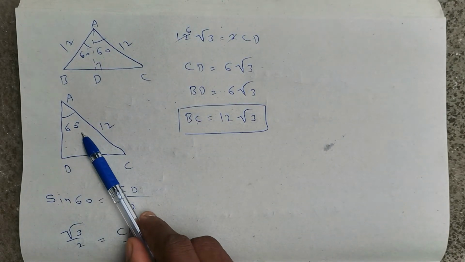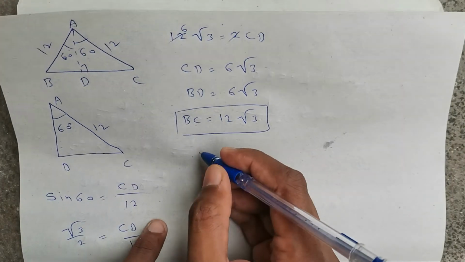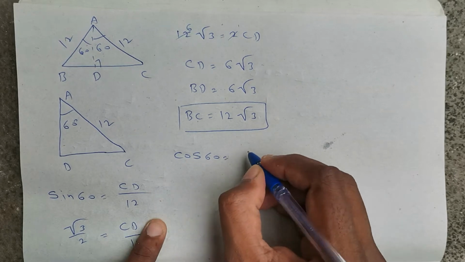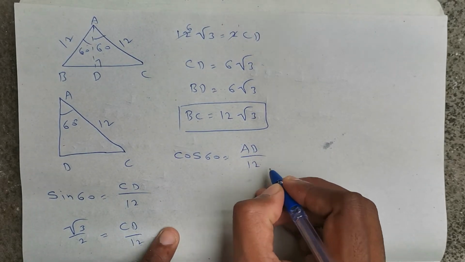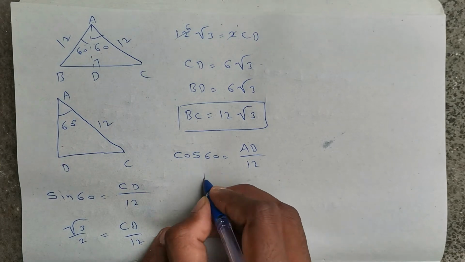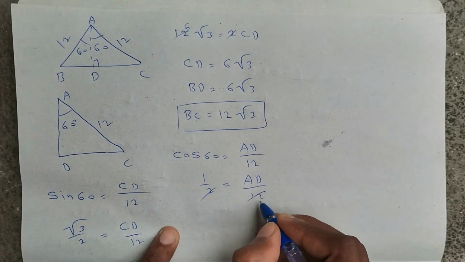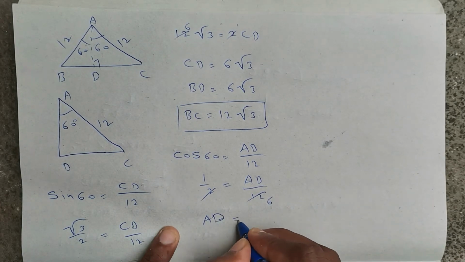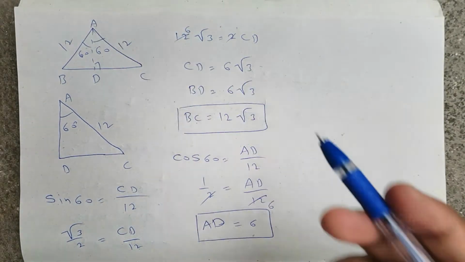We have here angle 60 degrees, and this AD will become the adjacent, and hypotenuse is 12. So I will apply cos. Cos 60 is equal to adjacent AD divided by hypotenuse AC, that is 12. Cos 60, 1 by 2, is equal to AD divided by 12. Here 2 ones are 2, 2 sixes are 12. So AD is equal to 6. This AD is nothing but the height of the triangle.